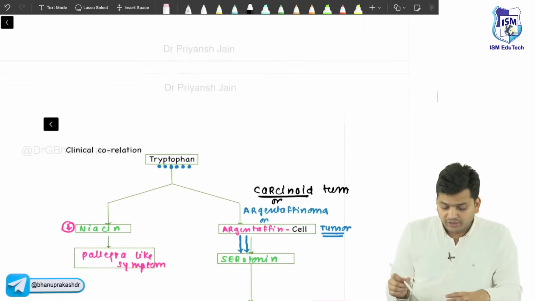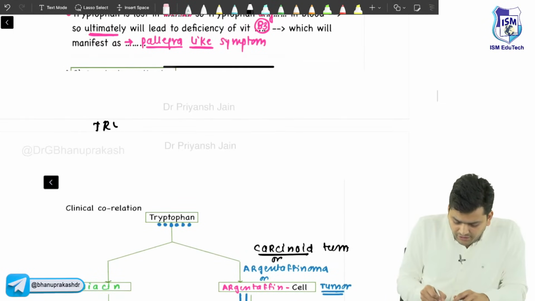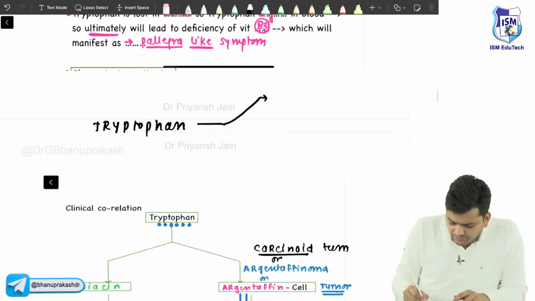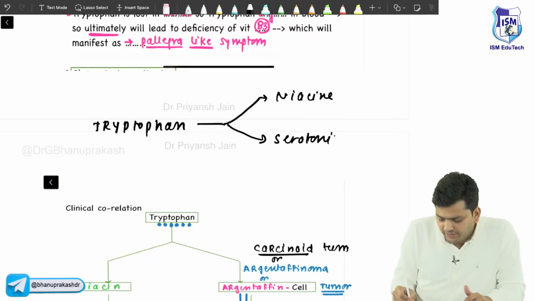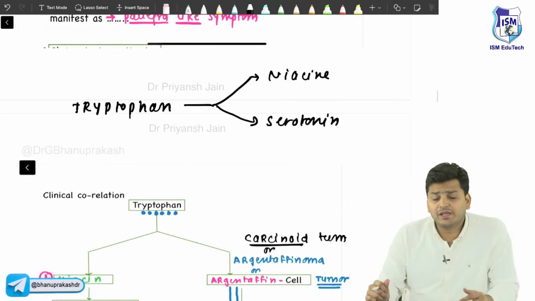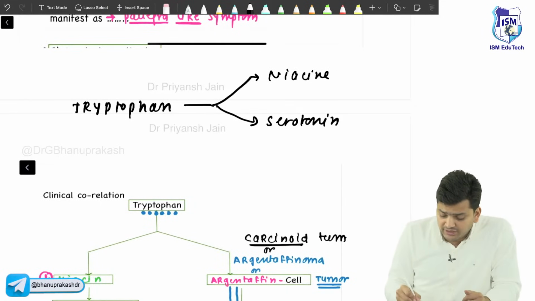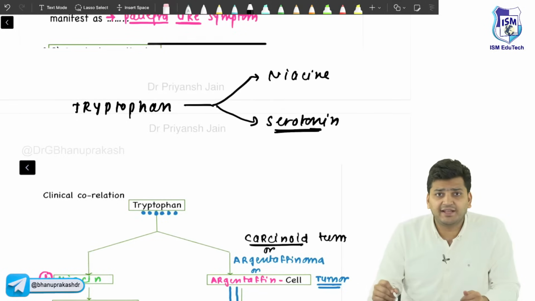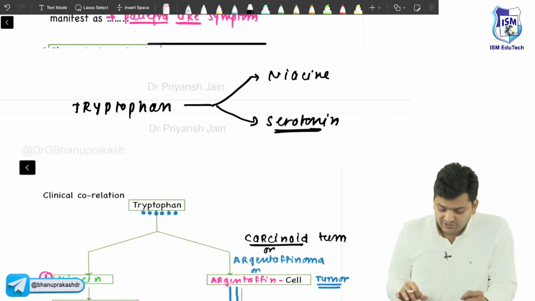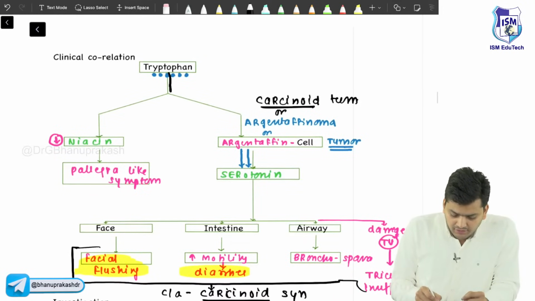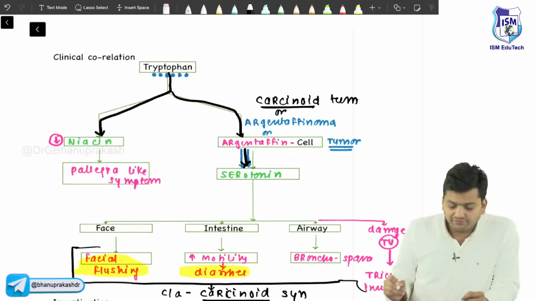Let's understand one more thing. See, as of now, what we have discussed is that tryptophan can convert into several special molecules. One of them was niacin. Now, there is one more special molecule which is made by the tryptophan, that is serotonin. We make serotonin also. And this serotonin synthesis, can you tell me in which cell it occurs? Serotonin synthesis occurs in the argentaffin cells. So, see here, tryptophan can convert into niacin, and can convert into serotonin in the argentaffin cells.